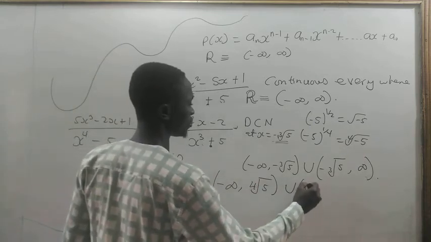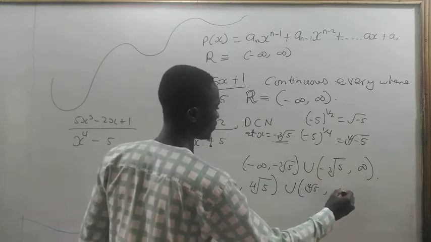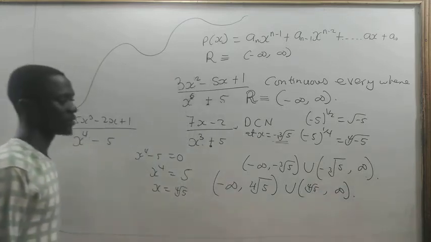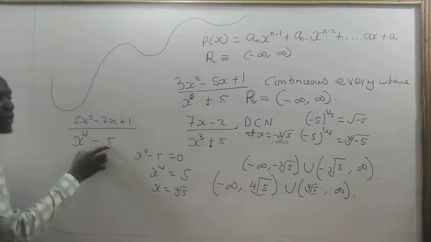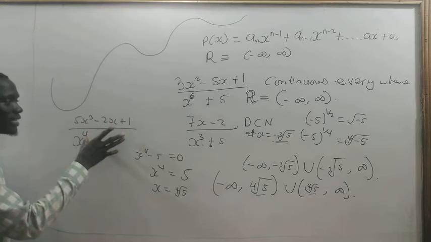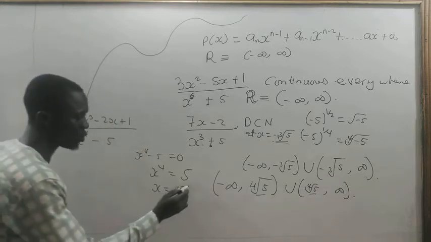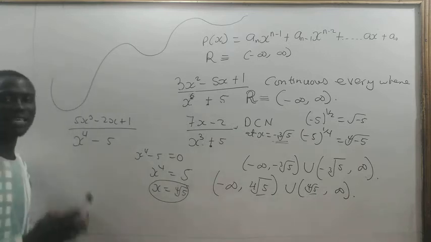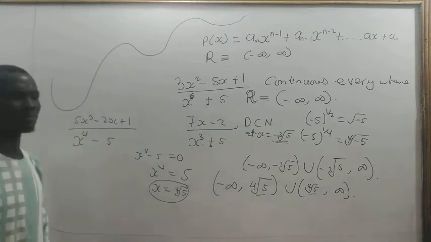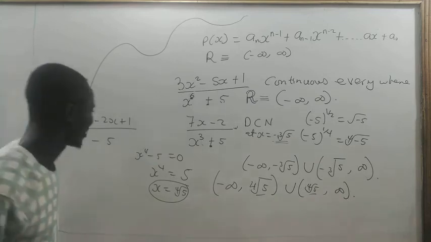Union 4th root of 5 is not included, up to positive what? Infinity. So here, apart from 4th root of 5, any real number will make this function continuous. So at x equal to this 4th root of 5, this function is discontinuous. I hope you can put it together very well. Now, let's take another example.